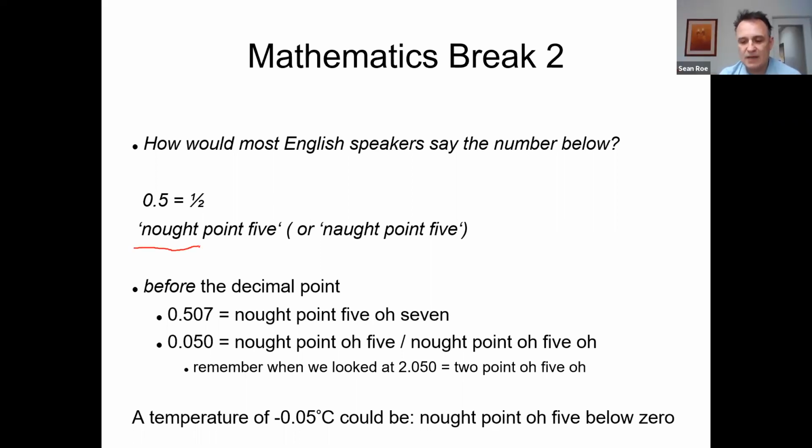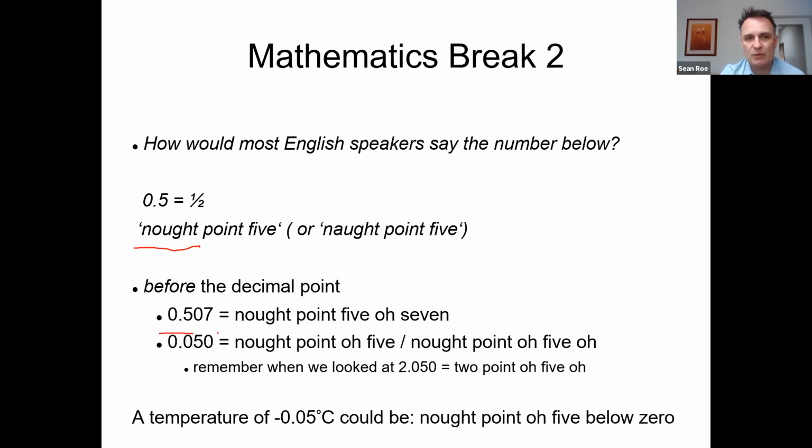If you listen to CNN or Business News or BBC or Bloomberg, they'll say right now interest rates are around about 0.5%. So 0.5 is, in other words, a half. The 0 before the decimal point, we normally say 0.